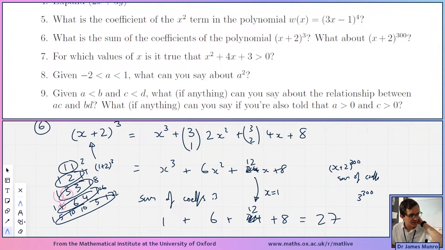Oh, chat just did something funny. Oh, no, we're good. Missing the triangle. Yeah, plugging in x equals 1 is a very good idea.